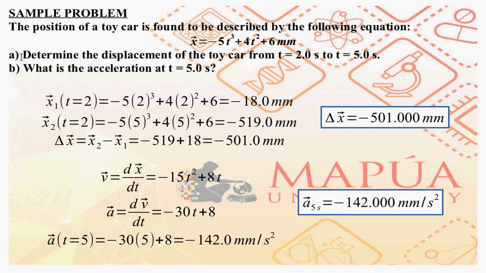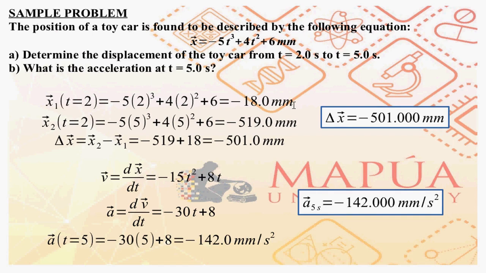Letter A: determine the displacement of the toy car from t is equal to 2 seconds to t is equal to 5 seconds. Displacement is change in position. So all you need to do is determine the initial position and the final position of the toy car, and get the change in position, final position minus initial position. That will give you the displacement. The equation provided is in terms of position, so just plug the initial time into the equation, t is equal to 2 seconds.